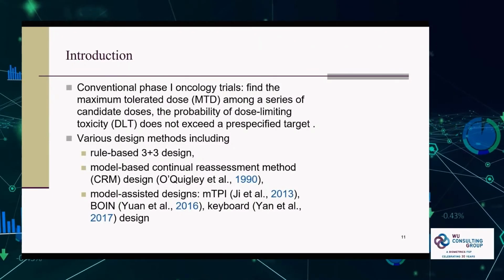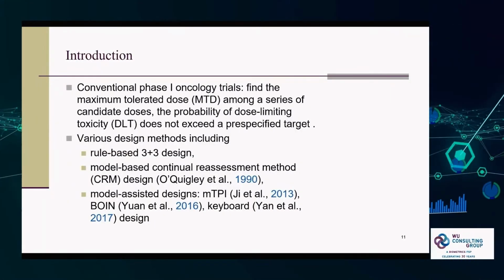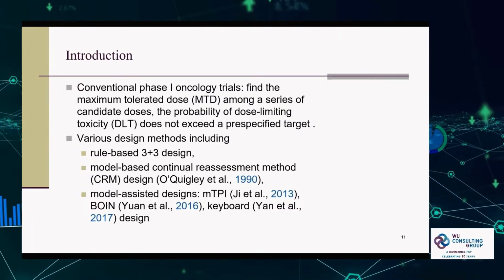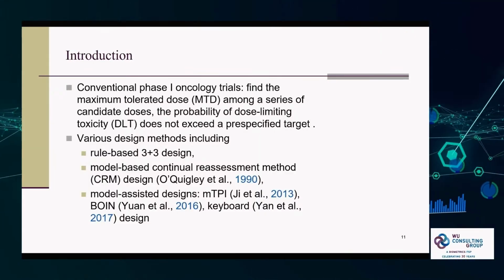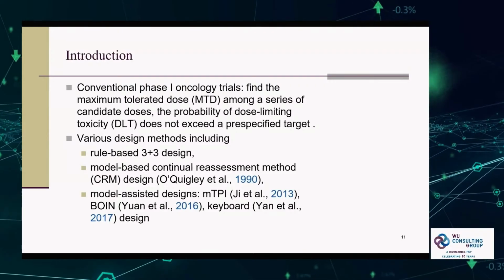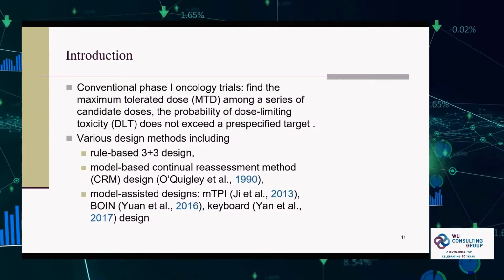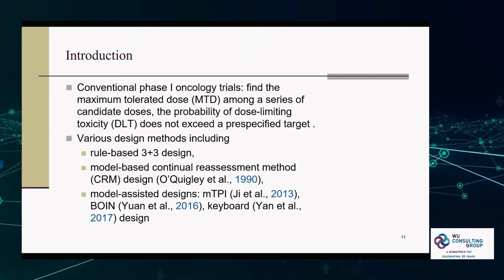For the phase 1 oncology trials, the conventional way is we would like to find the maximum tolerated dose level so that we could identify the best dose that would treat patients and get the ultimate efficacy. And to do that, we base it on finding the probability of the dose limiting toxicity, which will not exceed some pre-specified target. Traditionally, we usually aim at around 30%. We won't want to exceed that limit.